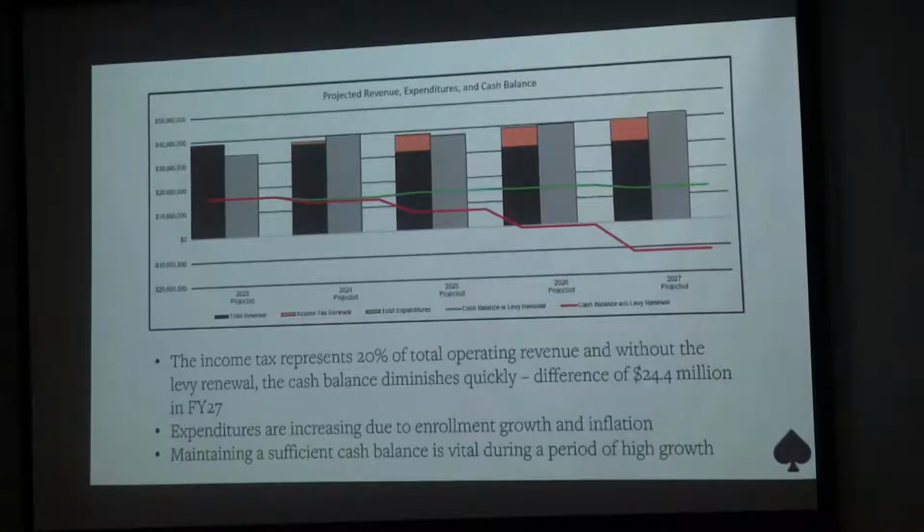Did I see somebody's hand? Yeah. 2027 is really 2026, right? It's 26, 27, so it's July of 26 through June of 27. Thank you, yes, this is 2022.